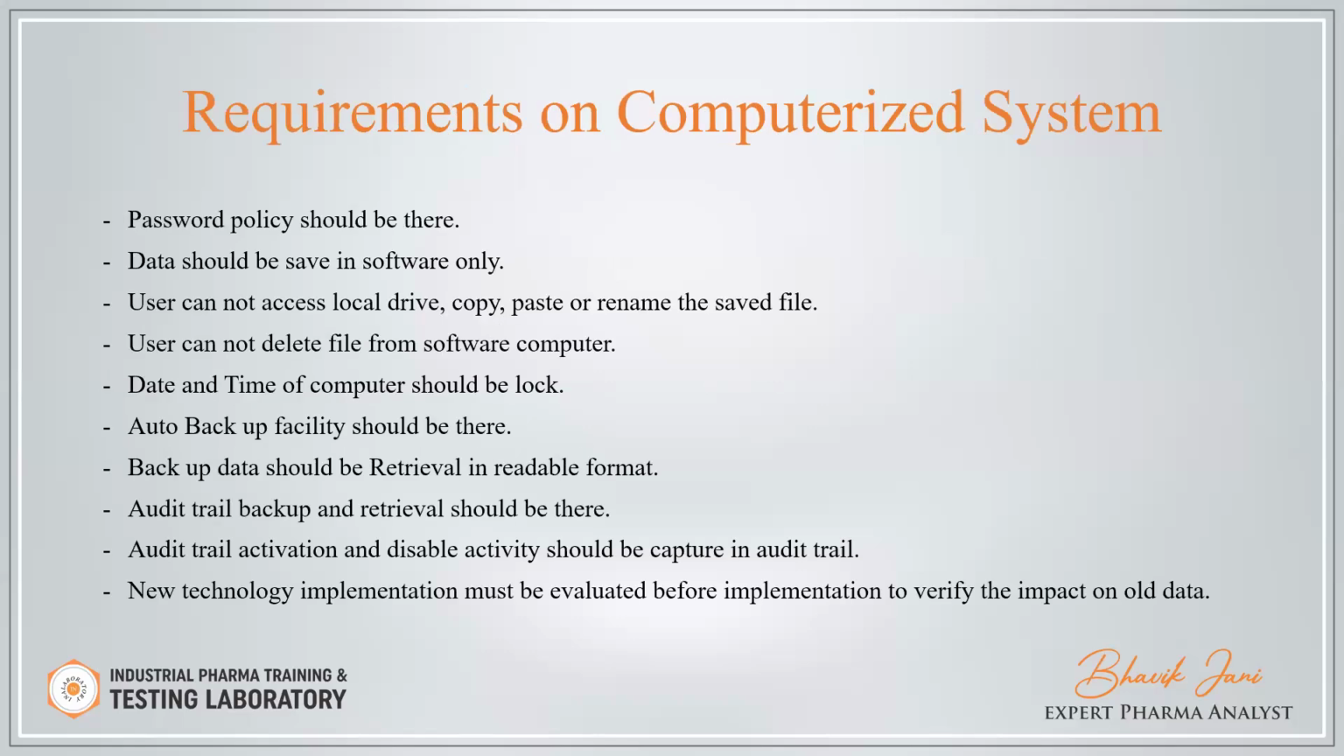Then some of the additional computerized system requirements are: a password policy should be there. Data should be saved in the software only. Users cannot access the local drive, copy, paste, or rename the saved file. Users cannot delete the file from the software or computer. Date and time of the computer should be locked. Auto backup facility should be there. Backup data should be retrievable in readable format. Audit trail backup and retrieval should be there. Audit trail activation and disable activities should be captured in the audit trail.